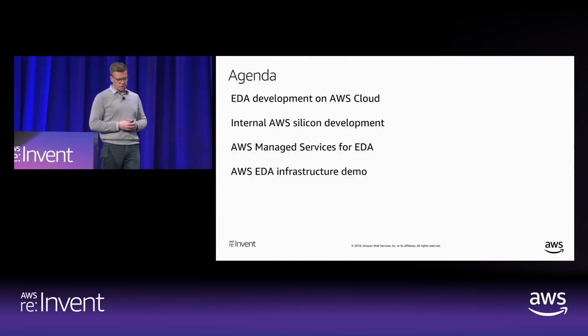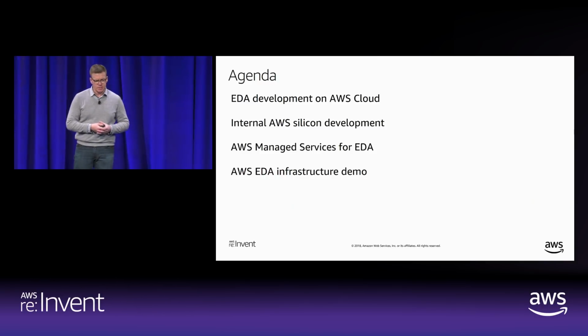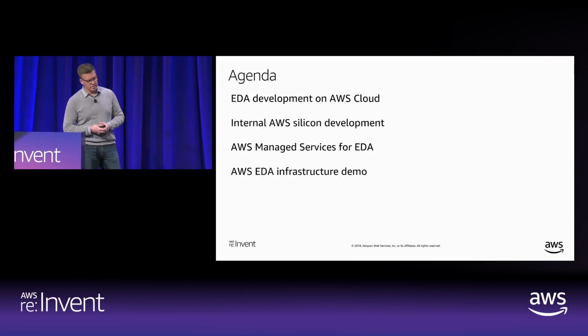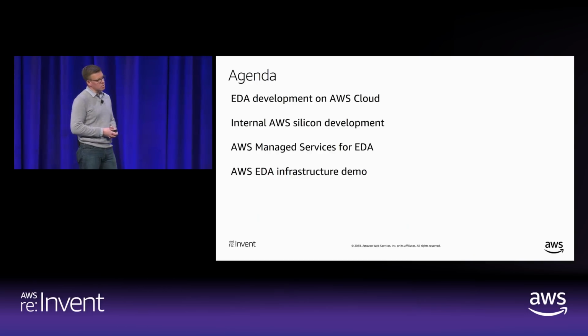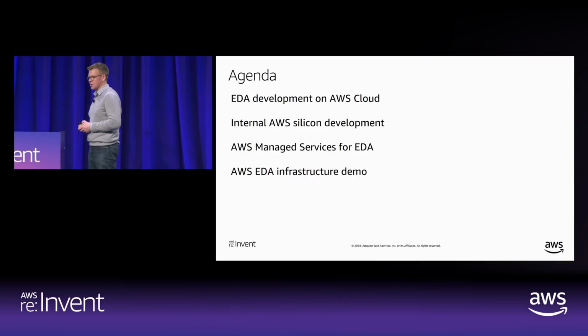So, a quick agenda. We're going to go over EDA development in the cloud, go over some basics, go over the internal AWS silicon development, talk about some of the managed services that can be used for EDA, and then also the AWS EDA infrastructure, with a quick demo or a little sneak peek at an upcoming workshop that we're going to do.